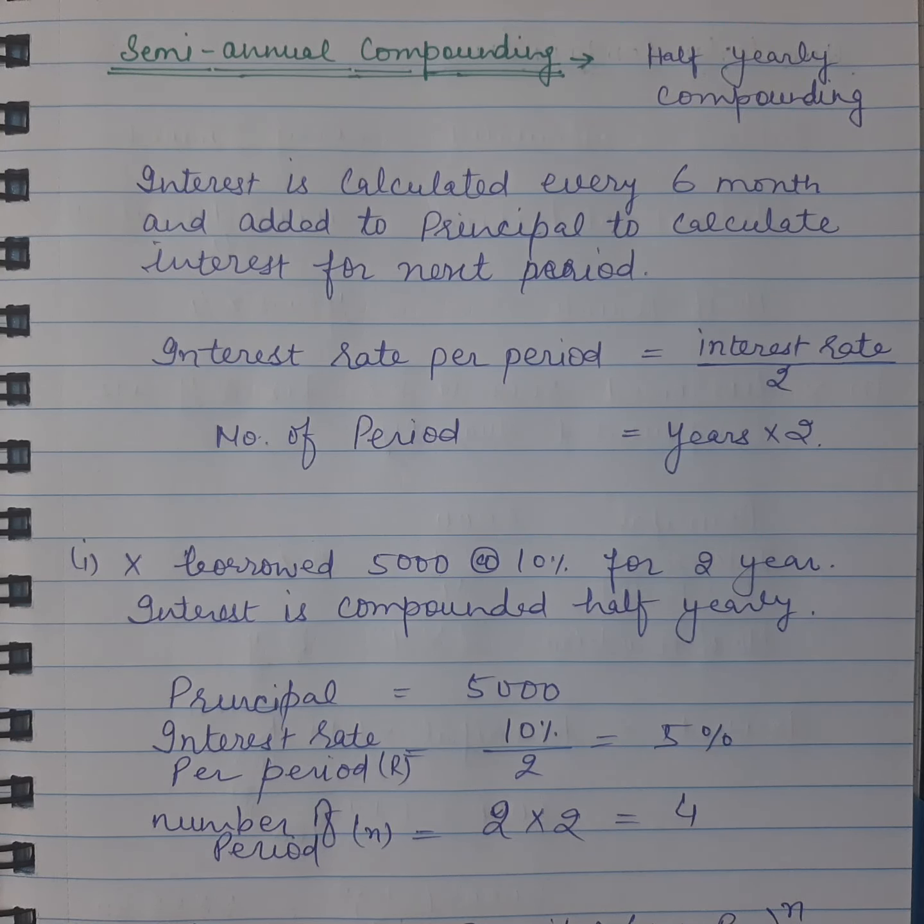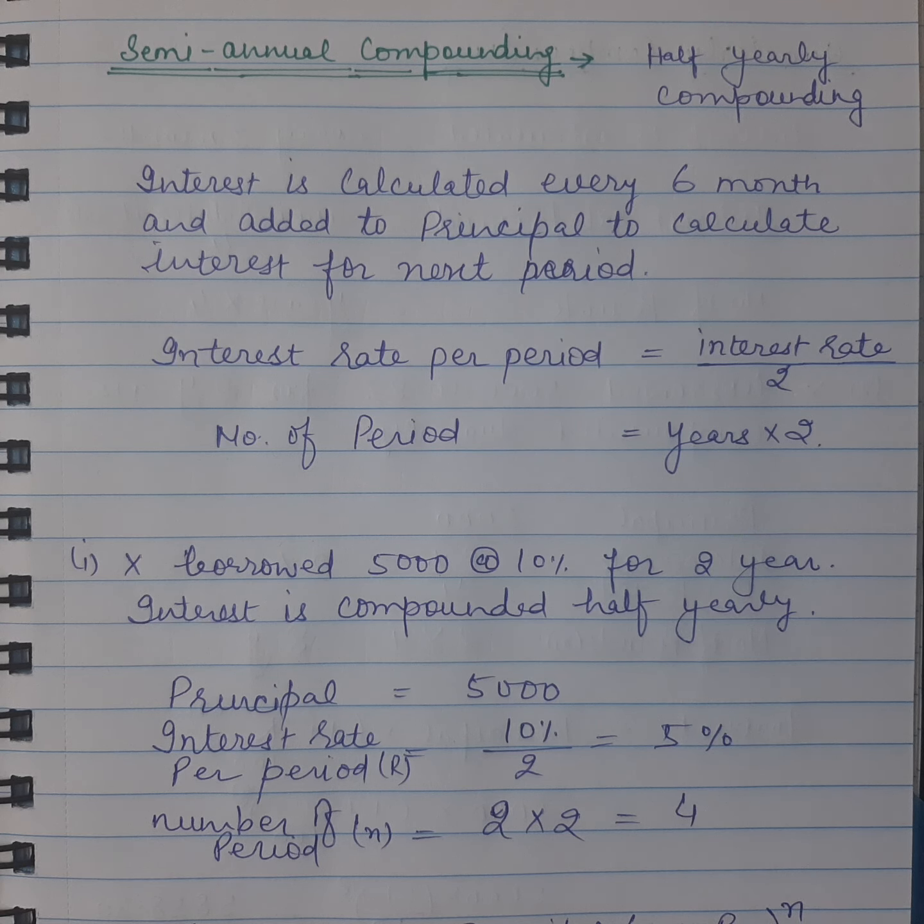Hi, let's learn semi-annual compounding in compound interest. It's also called half-yearly compounding. In semi-annual compounding, interest is calculated every 6 months and it's added to principal to calculate interest for the next period. So the interest rate per period becomes interest rate per annum divided by 2, and the number of periods becomes years multiplied by 2, because we'll have to calculate interest every half year.